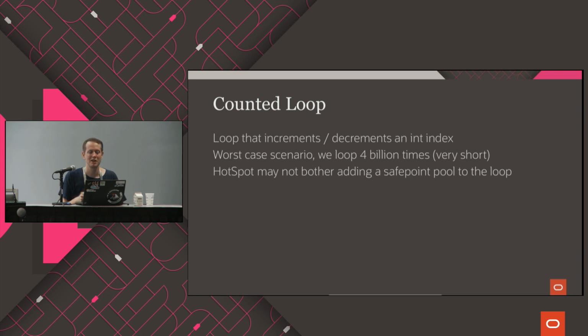If you're just incrementing something, some counter, that's going to happen in less than a second, right? So for counted loops, the idea is that we don't need to put safe point polls into counted loop implementations when we C2 compile them, because worst case scenario, it's a second, right?